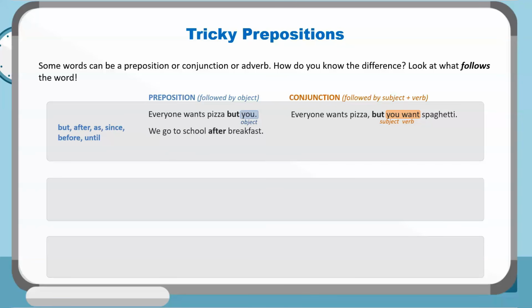We go to school after breakfast. In this sentence, after is a preposition. We know that because it's followed by the noun breakfast. Breakfast is the object of the preposition after.